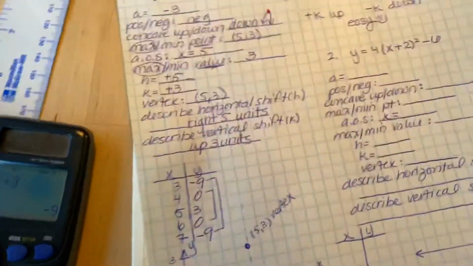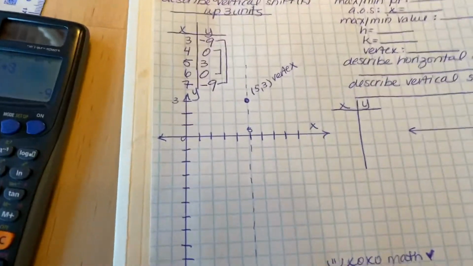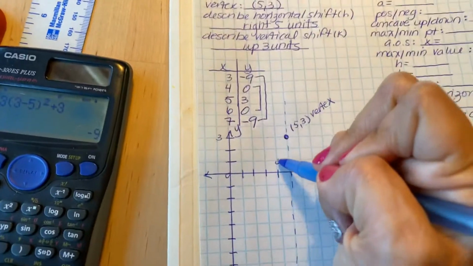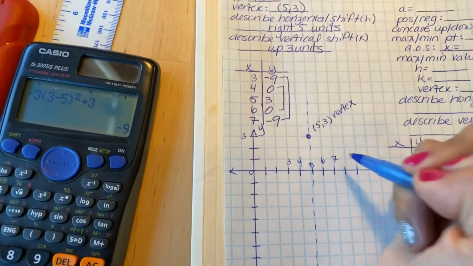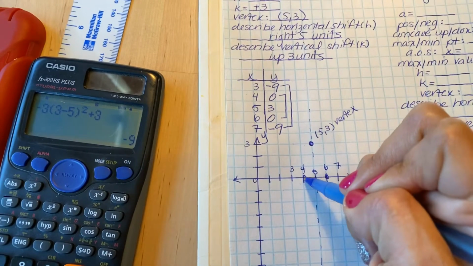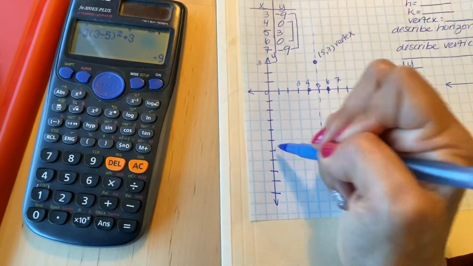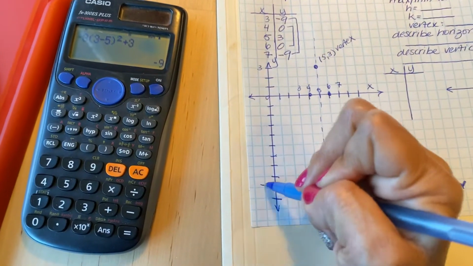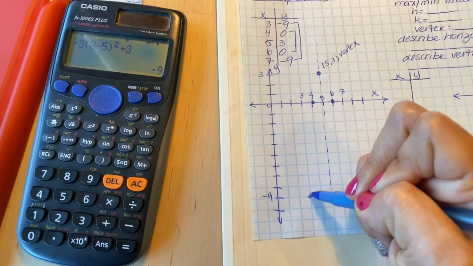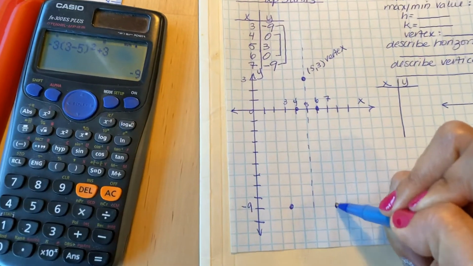Okay, so let's plot this, and then I'll get to the second one, and then I'll get the assignment up. All right, so we plot the points. That's 4, this is 3, this is 6, this is 7. Okay, (6, 0), (4, 0), (3, -9). 1, 2, 3, 4, 5, 6, 7, 8, 9. Okay. 7, negative 9? Yeah. Okay.